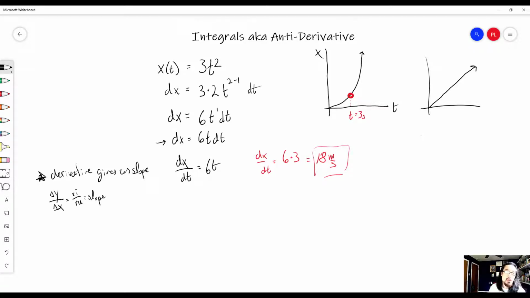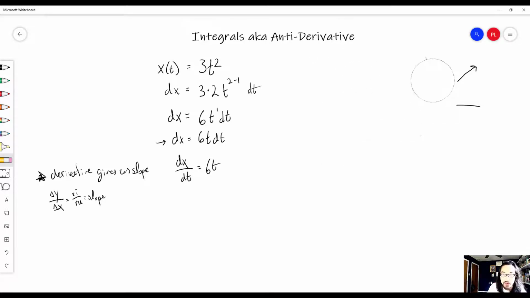That was just a quick little recap on derivatives. The integral is going to go in the complete opposite direction. We're trying to reverse things. So I'm going to erase this all right here. If you have yours, that's fine. I just want to make sure that we see everything together.